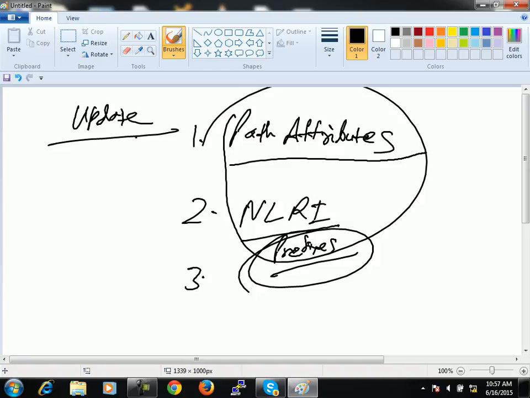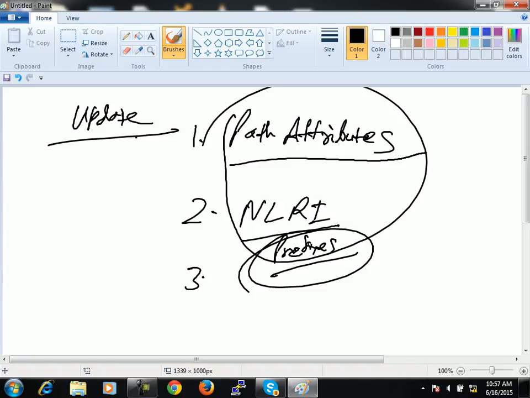So remember, path attributes are those criteria of BGP which are used by BGP itself to perform its best path selection. Have you understood it now? For sure.